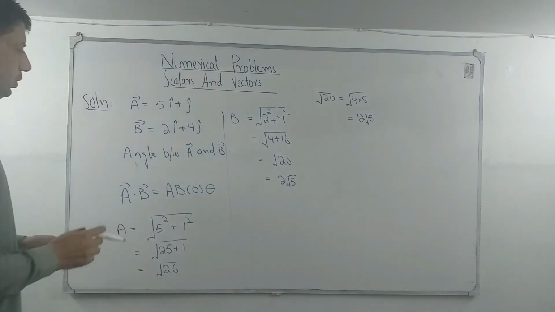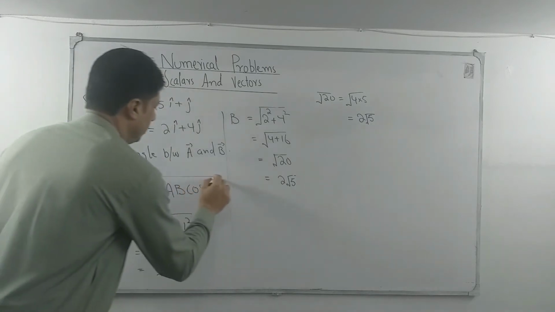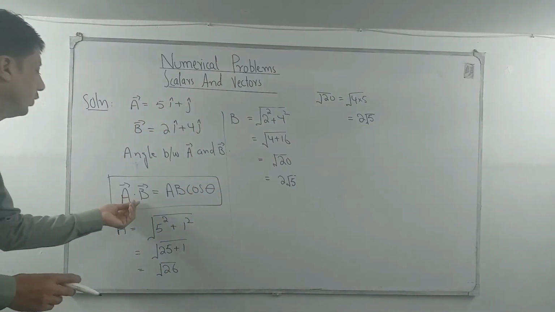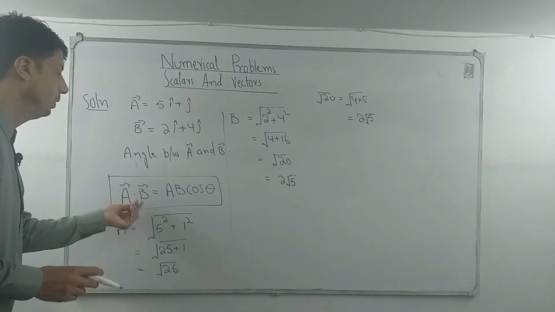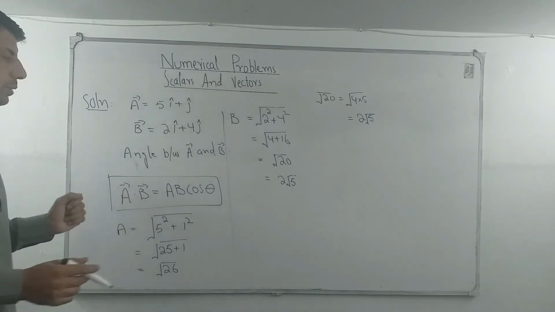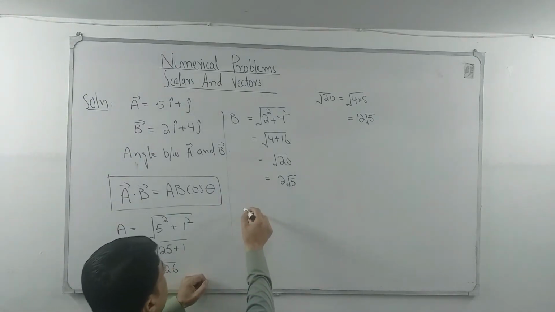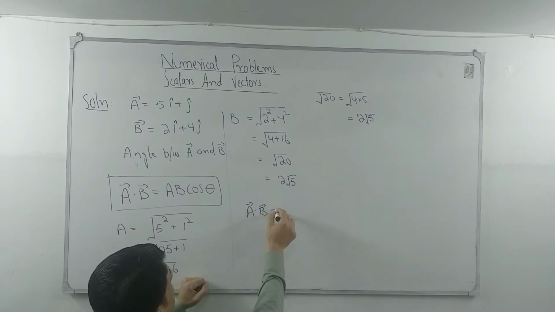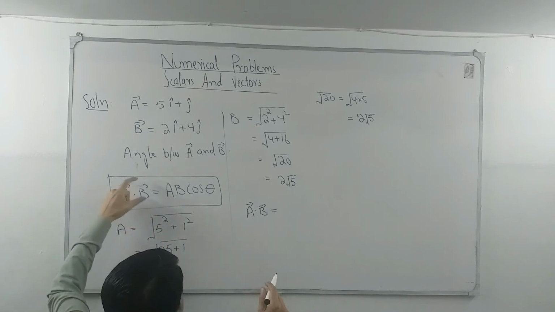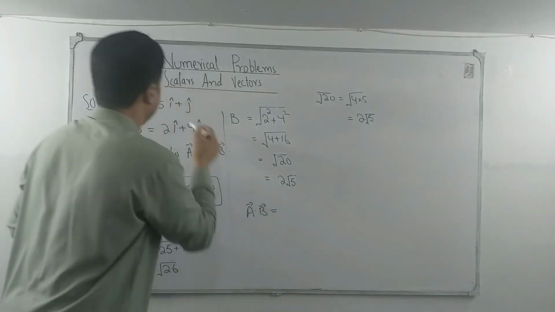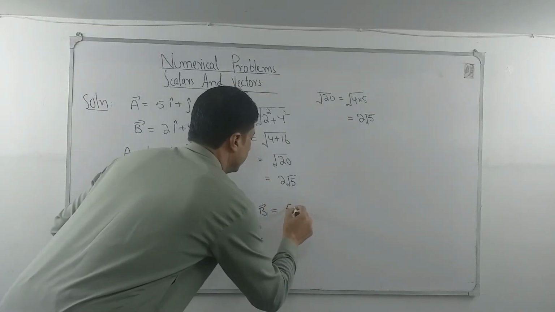Now just put all these values into this formula. Another thing, we need to find out A dot B also. So how can we find it? Multiplying vector A with vector B. We are supposed to solve it first, but it doesn't matter. We need this one.